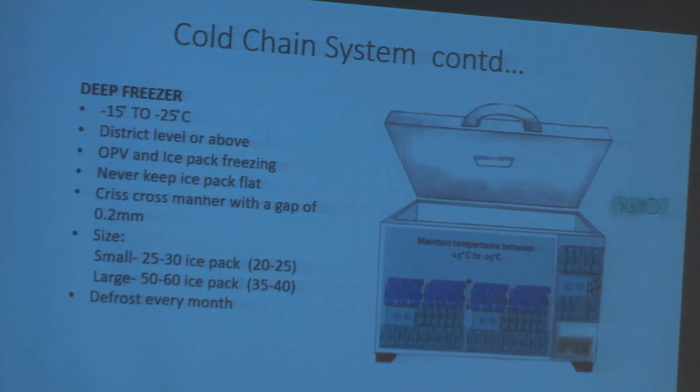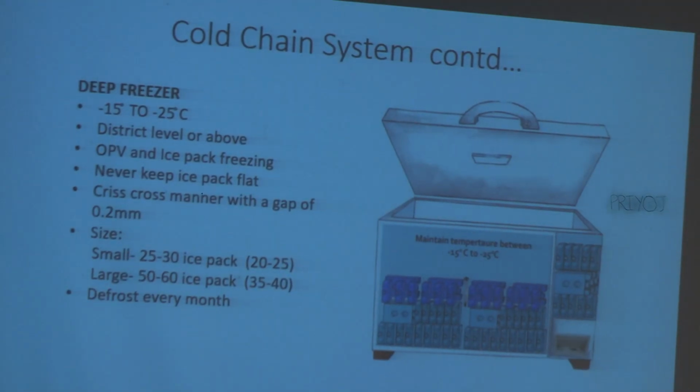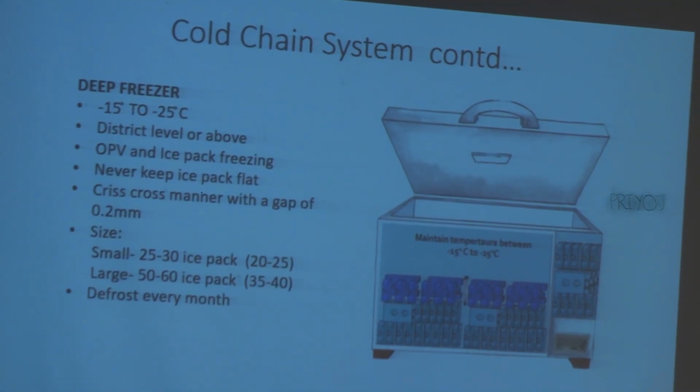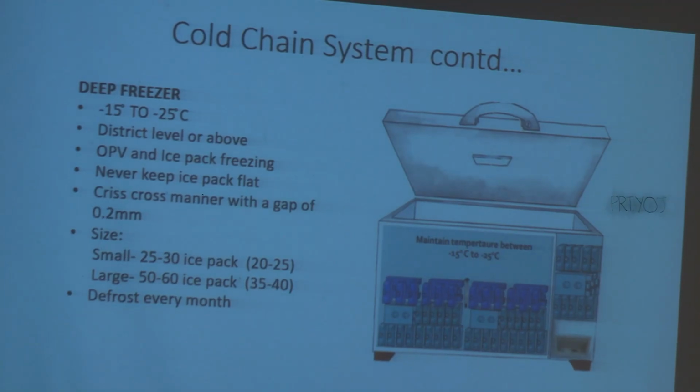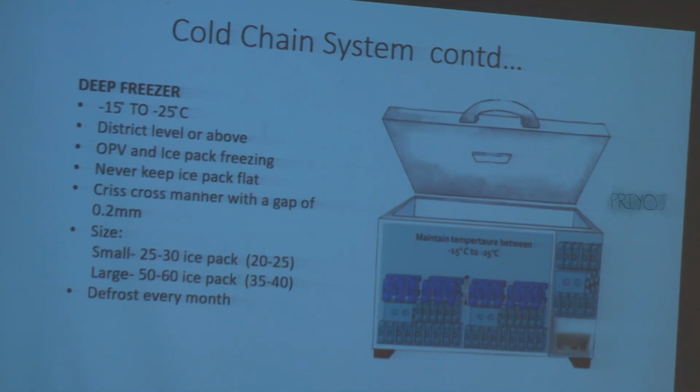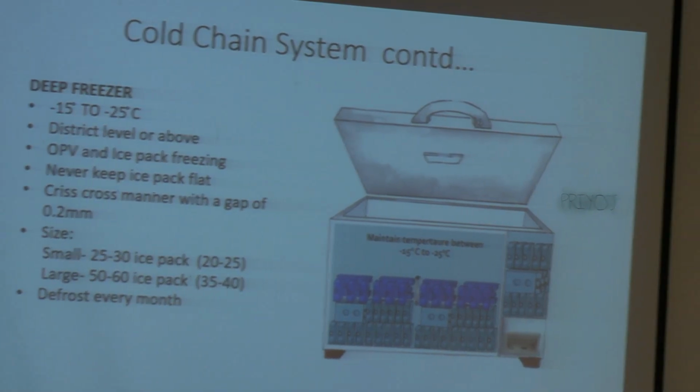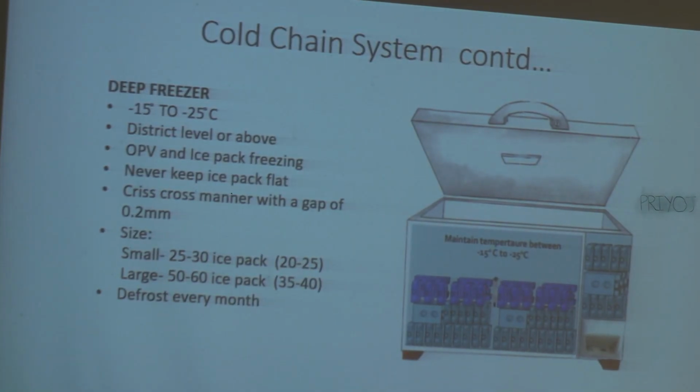Now, crisscross manner, with a gap of 0.2 millimeter. This has been asked in the viva. If the deep freezer size is small, then it contains 25 to 30 ice packs, and if it is large, then 50 to 60 ice packs. It is defrosted and cleaned every month.